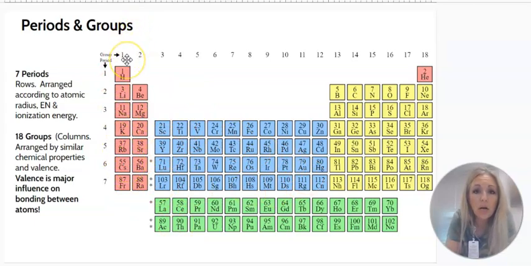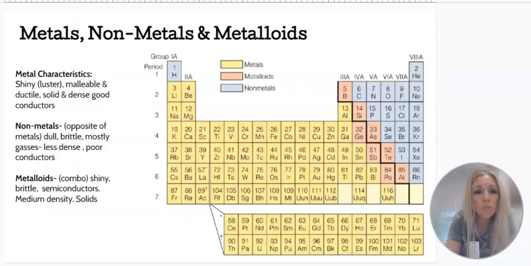Your groups are the columns of the periodic table, and they are organized by characteristic. So element characteristics, valence, all of that kind of good stuff. And you have a group 1, 2, 3, 4, 5, 6, all the way to 18. We are going to be primarily concerned with groups 1, 2, and groups 13 through 18 for the time being. So those are the groups. They are also sometimes referred to as families. So we're going to look at those in a little bit.